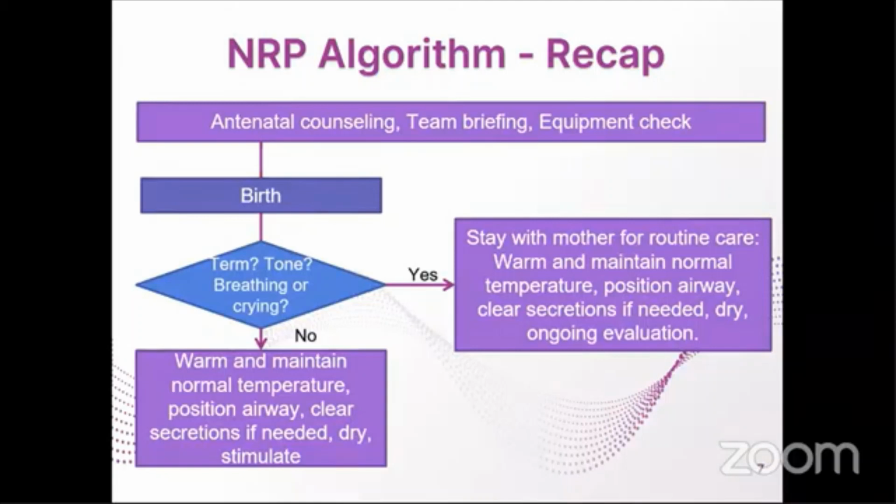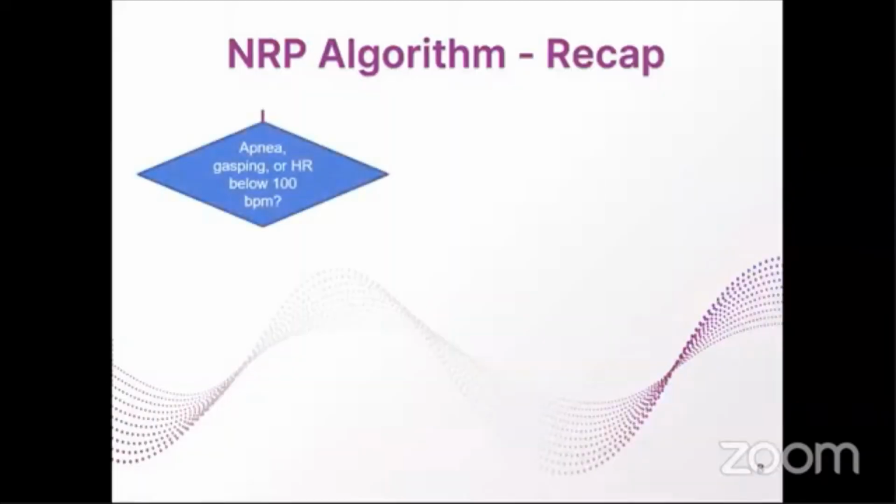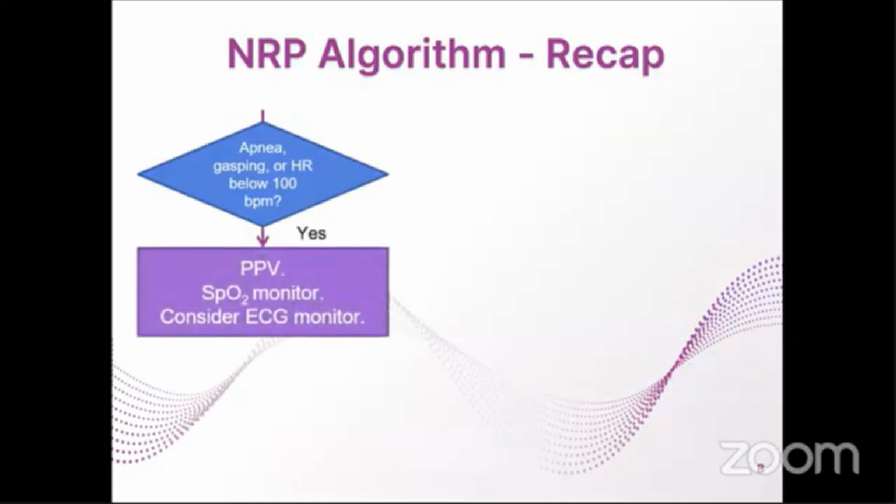However, if the baby is not crying, has poor tone and is not breathing, then obviously we have to clamp the cord, cut it, and take the baby away from the mother. Again, we need to warm the baby and maintain normal temperature. This is the time we position the airway, clear secretions, dry and stimulate. Then you reassess at the end of 30 seconds. If the baby is apneic or gasping, or if the heart rate is less than 100, you go ahead and start positive pressure ventilation.